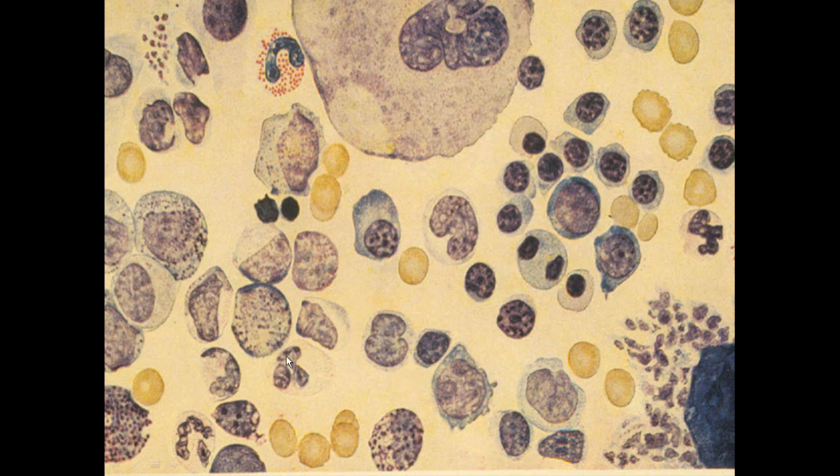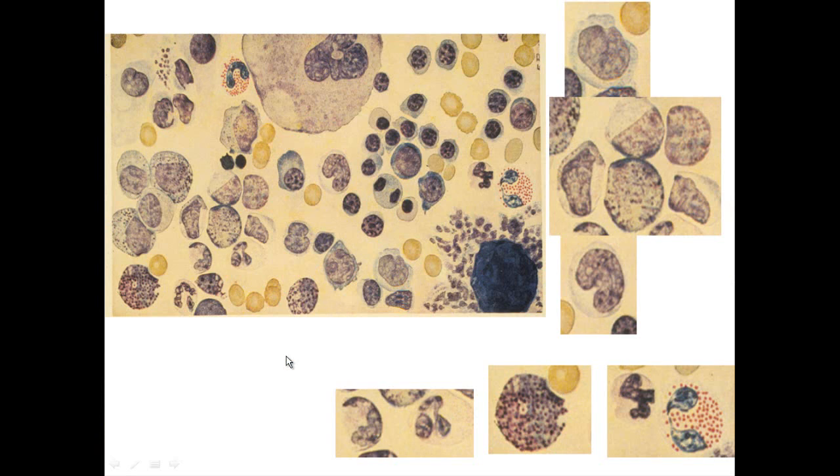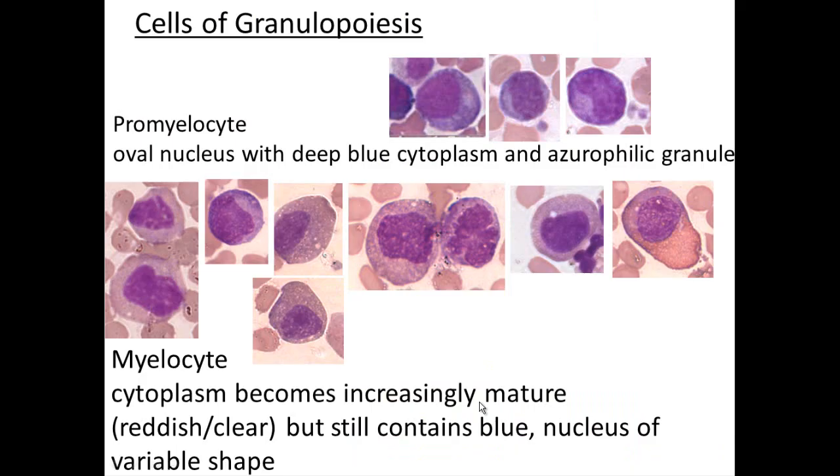Now, if we look at the artist's view of these again, we see these oval cells, different cells that are going to make the granulocytes. And here we can see the ones with the blue cytoplasm, odd-shaped, kind of sickle shape, and then the mature forms of these for the neutrophils, and this is a basophil and an eosinophil.